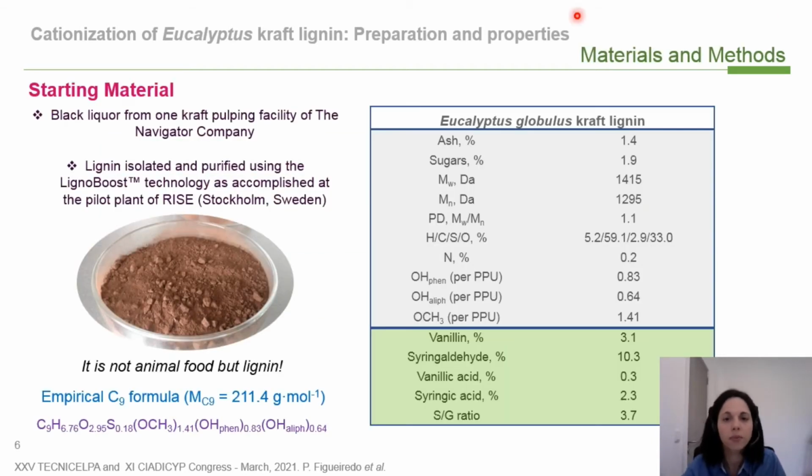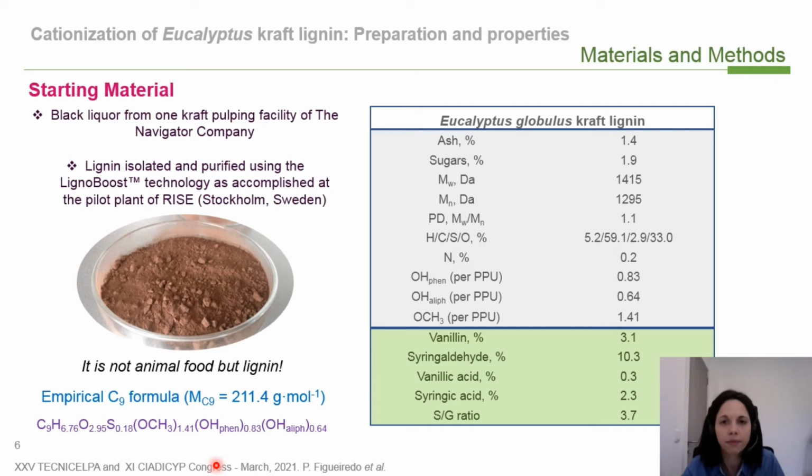The source of the material used here was a typical black liquor from eucalyptus kraft pulping, which was subjected to lignin isolation and purification using the LignoBoost process. As evident from the low ash and sugar contents, our starting material had high purity, which can be very important for many material applications.